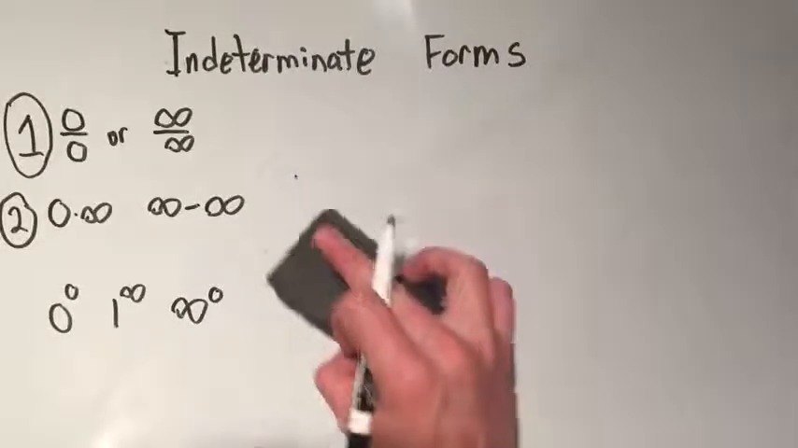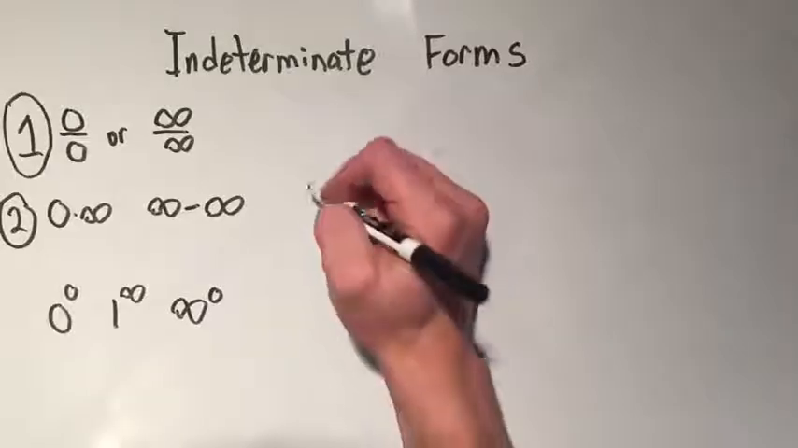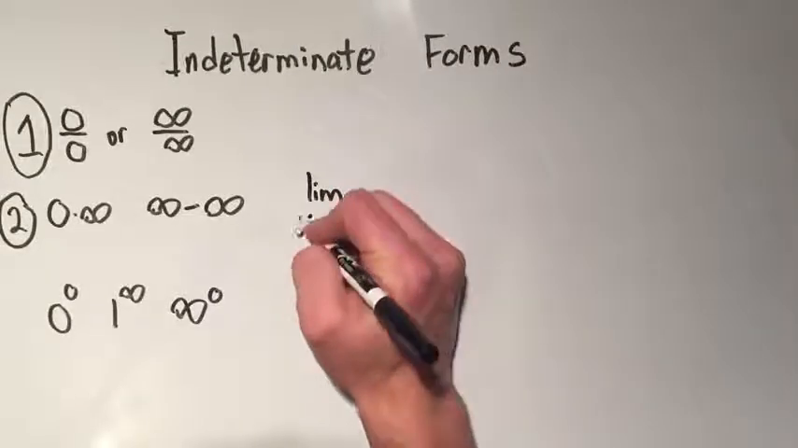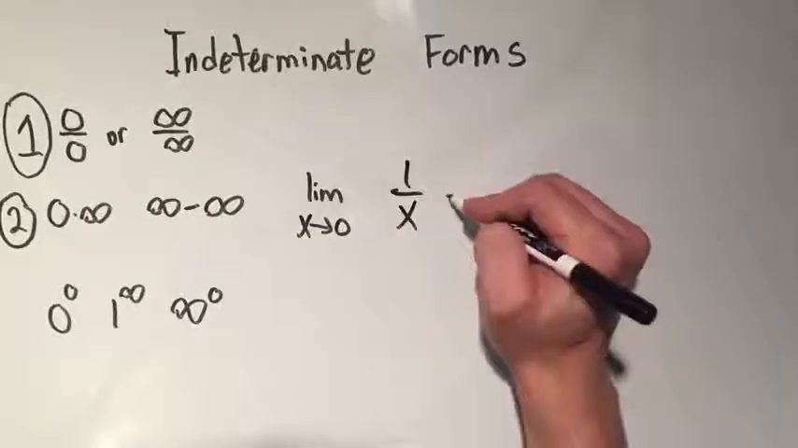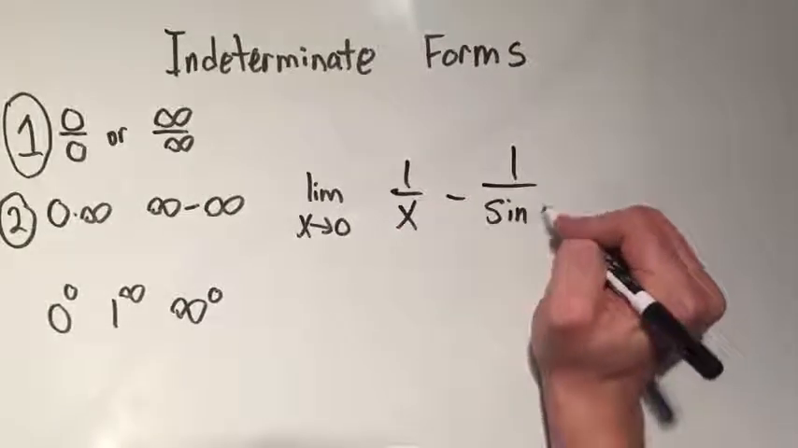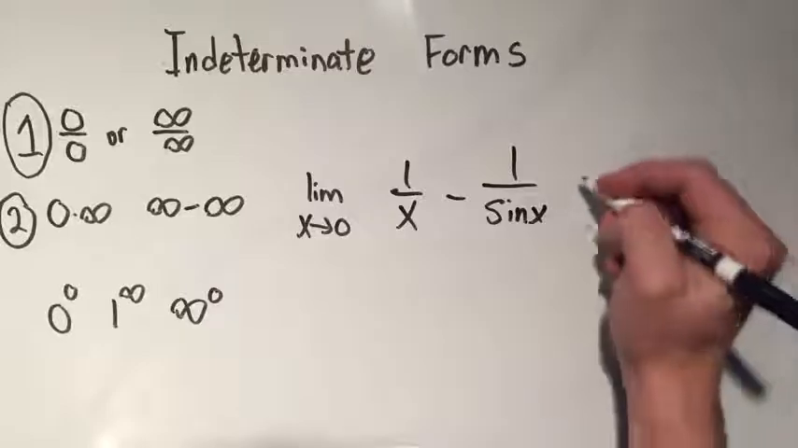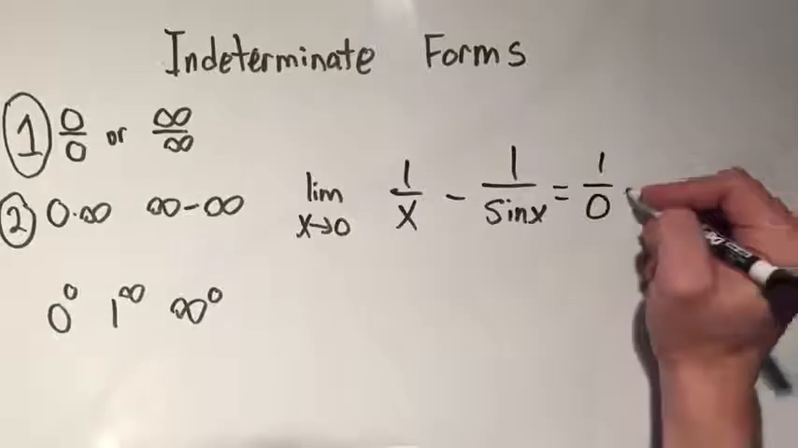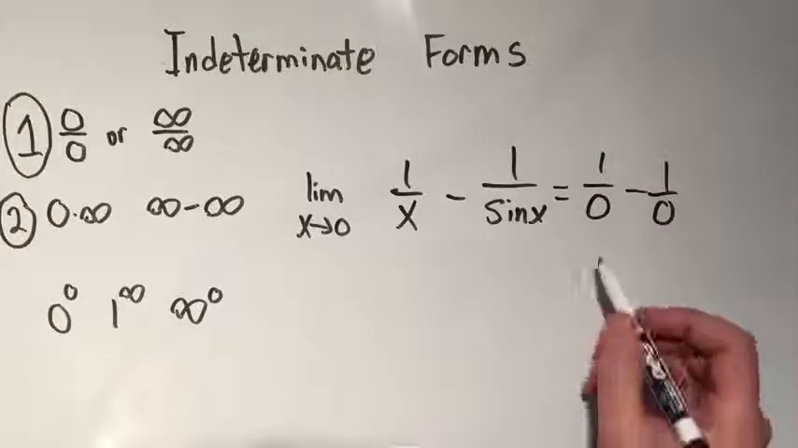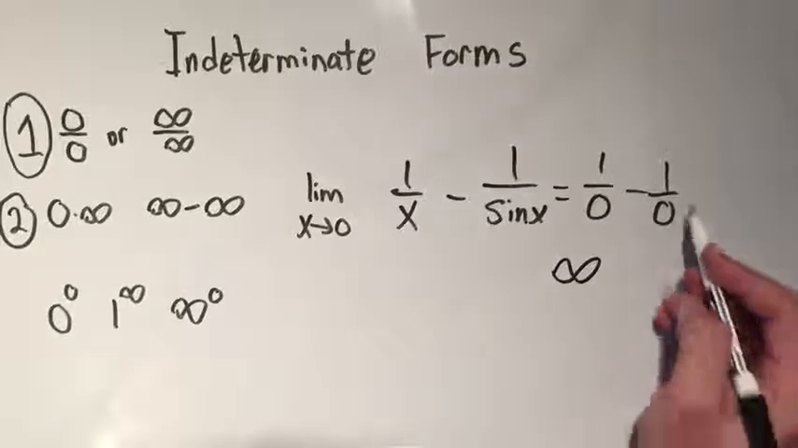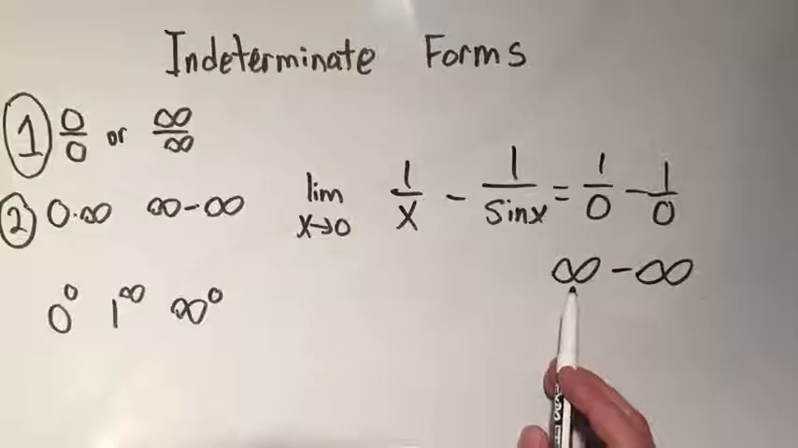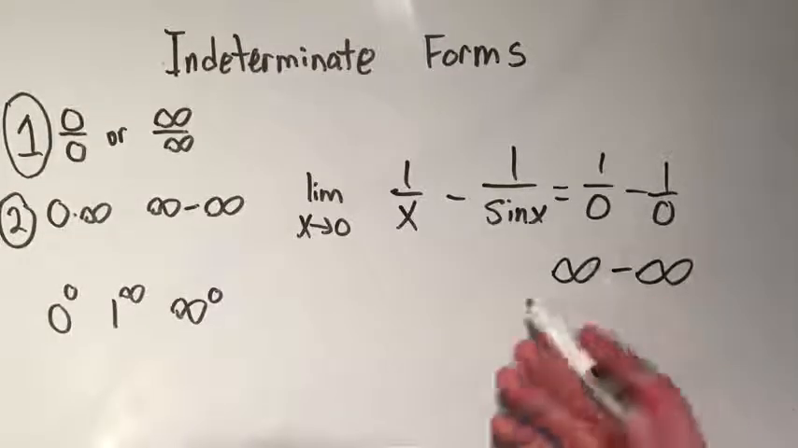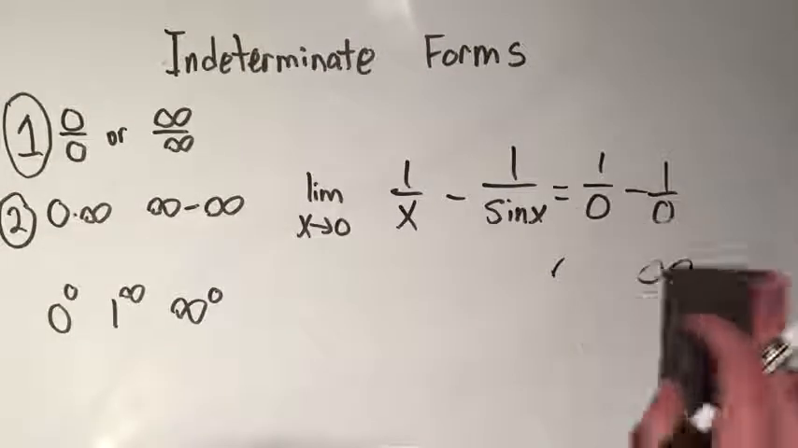The other thing that can happen, and it's a little less common, is infinity minus infinity. Let's say you had the limit as x goes to 0 of 1 over x minus 1 over sine x. And if I evaluate this at 0, I'm going to get 1 over 0 minus 1 over 0. 1 over 0 approaches infinity, and 1 over 0 approaches infinity. And the question is, is this infinity bigger or is this infinity bigger? So that's why it's indeterminate.